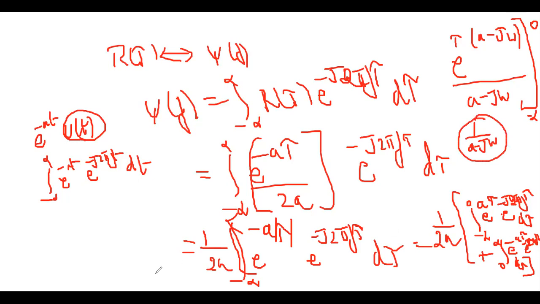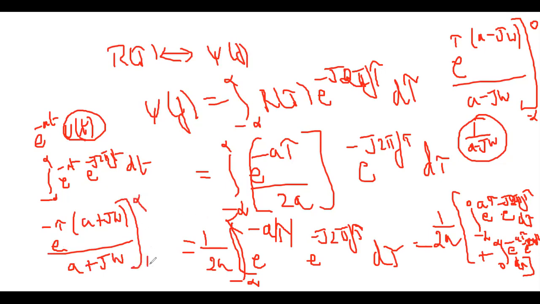For the second function, what is the common factor there? e power minus tau. Taking the common factor, a plus j omega. Apply the integral for this one and you get 1 by (a plus j omega) with upper limit infinity and lower limit 0. Substituting infinity for the upper limit it becomes 0, so minus 1 by (a plus j omega) is what we got. This is the second function.